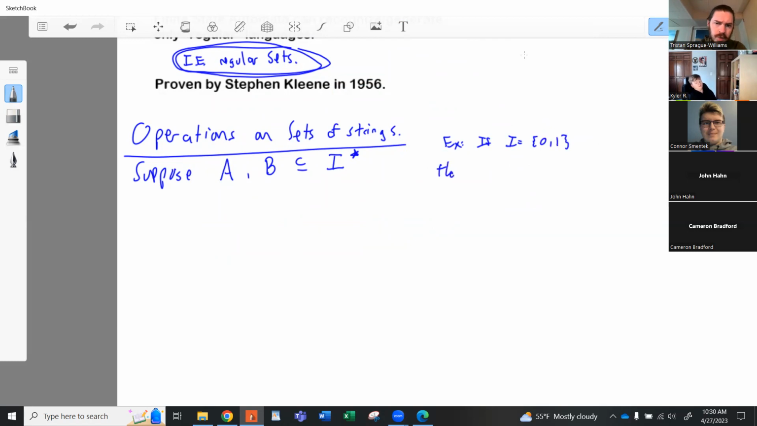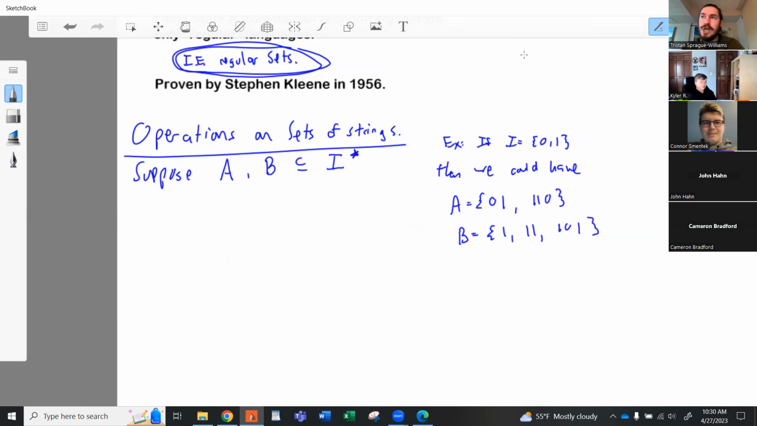then we could have things like A is the set 01 and 110, and B is the set 111 and 101 or something. Those are finite, but they don't actually have to be finite. A and B could be infinite. The point is they're just some set of strings using the alphabet I.